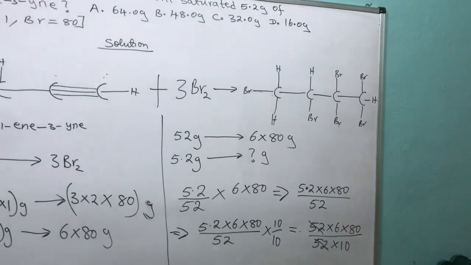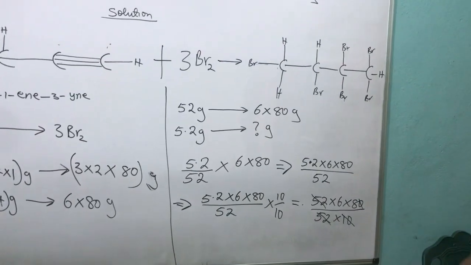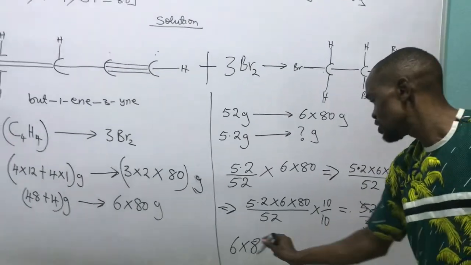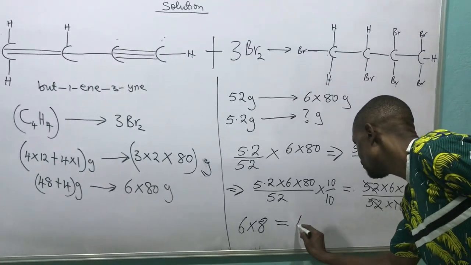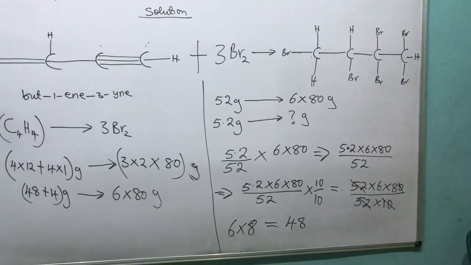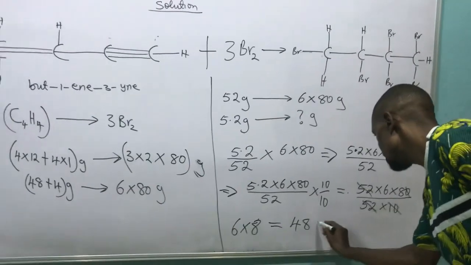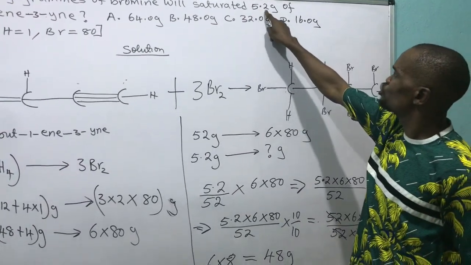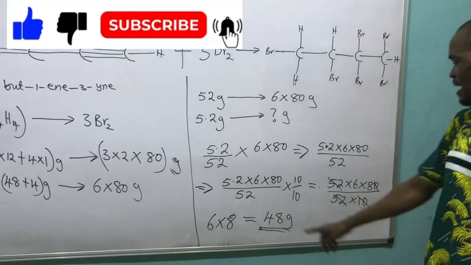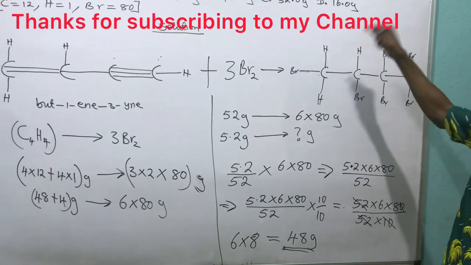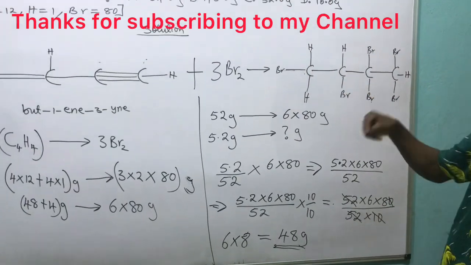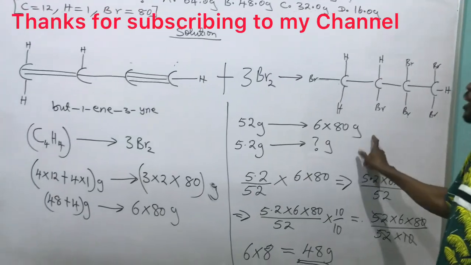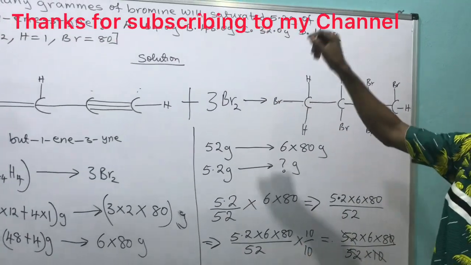Then this will kill this, destroy this. I will now have what remaining here? 10 will divide 80 to give me 8. I will now have 6 times 8, which will give me 48, because 3 times 8 will give me 24. Therefore, 6 times 8 will give me 48 gram. That means 48 gram of bromine will be used to saturate 5.2 gram of C4H4, as we know in our reference point that 6 times 80 gram of bromine will be used to saturate 52 gram of C4H4.